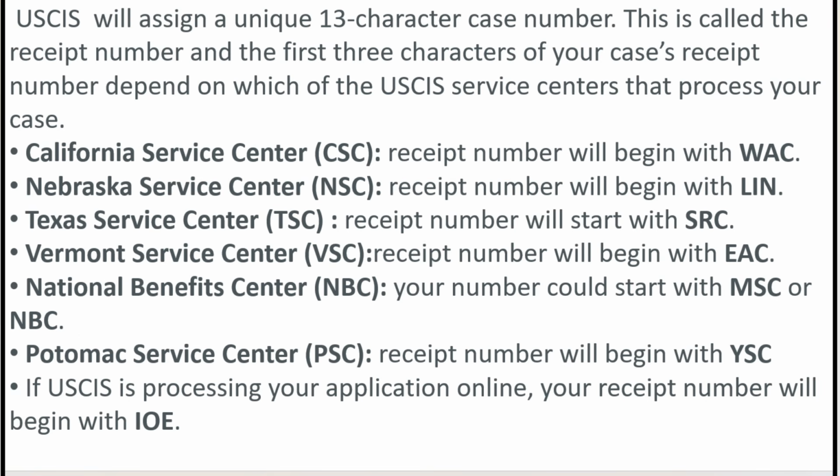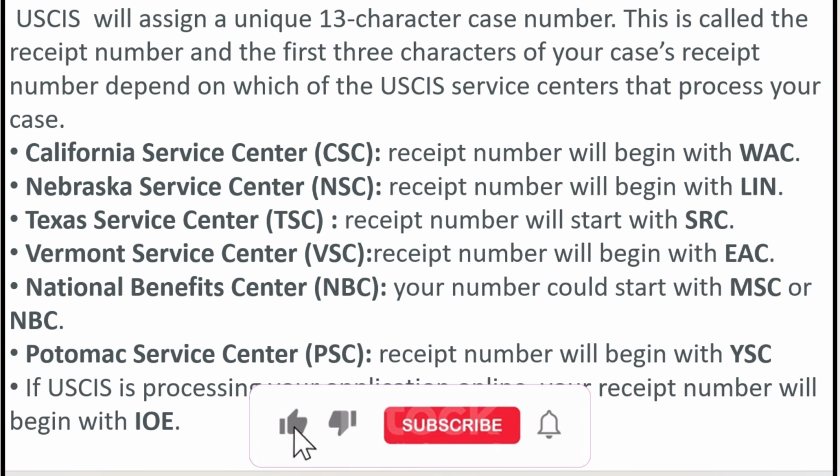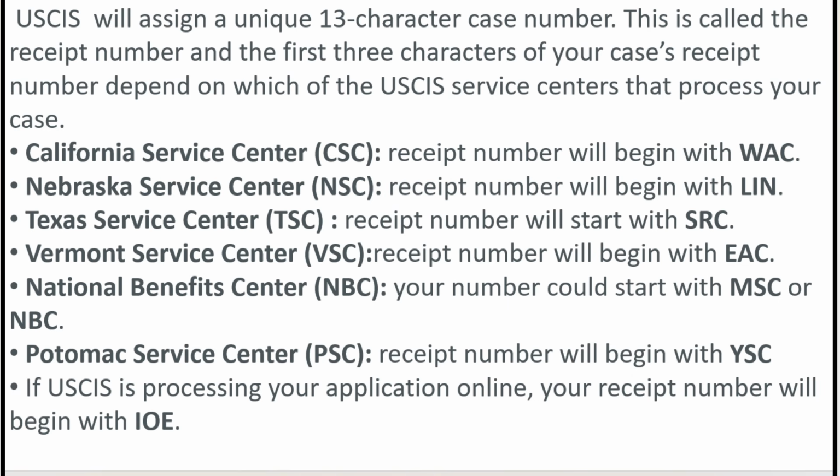USCIS will assign a unique 13-character case number. This is the receipt number. The first 3 characters of your case receipt number depend on which USCIS service center is processing your case. For example, if your case is at California Service Center, the receipt number will begin with WAC. If your case is at Nebraska Service Center, it will begin with LIN. If your case is at Texas Service Center, it will begin with SRC.